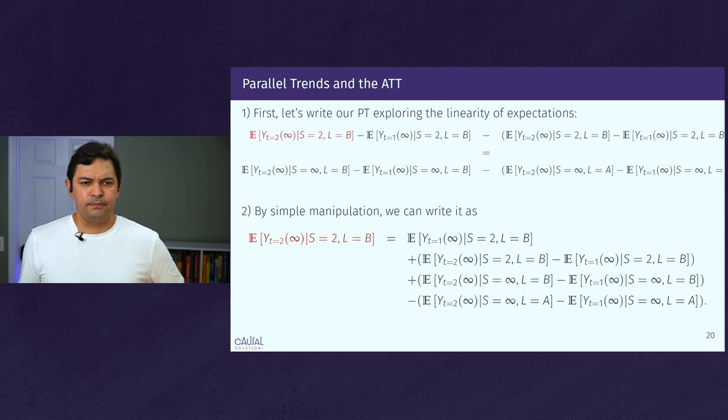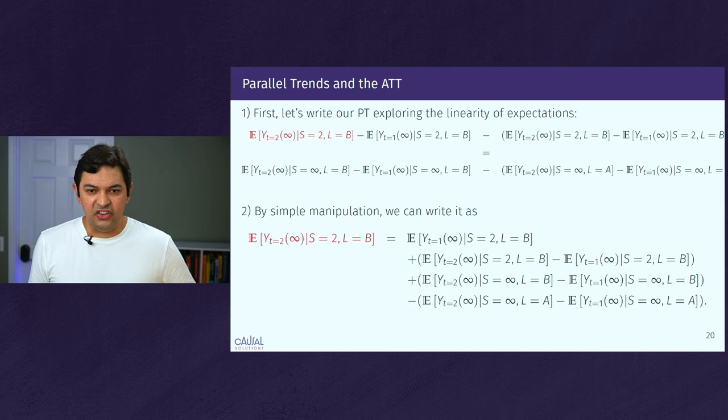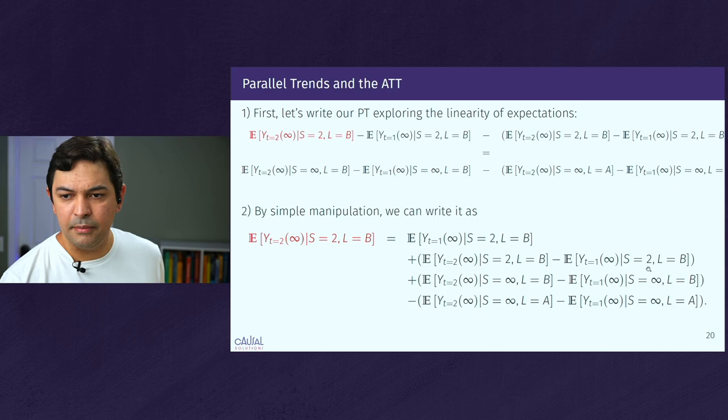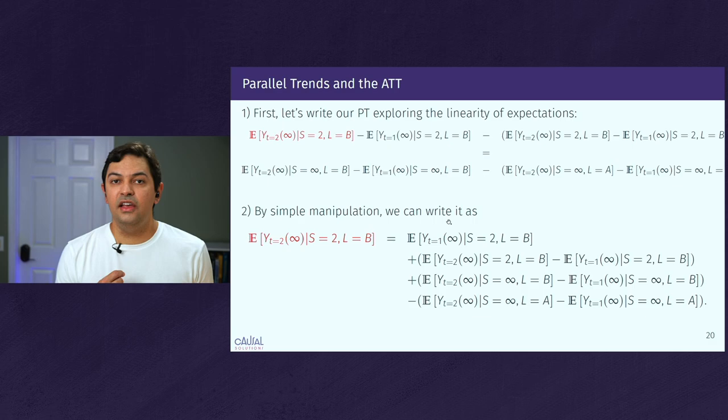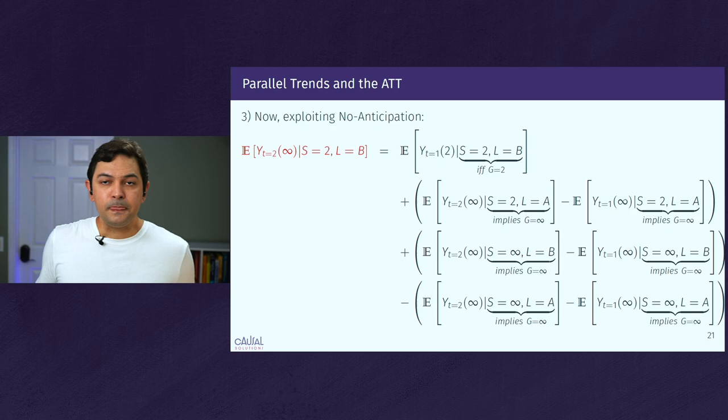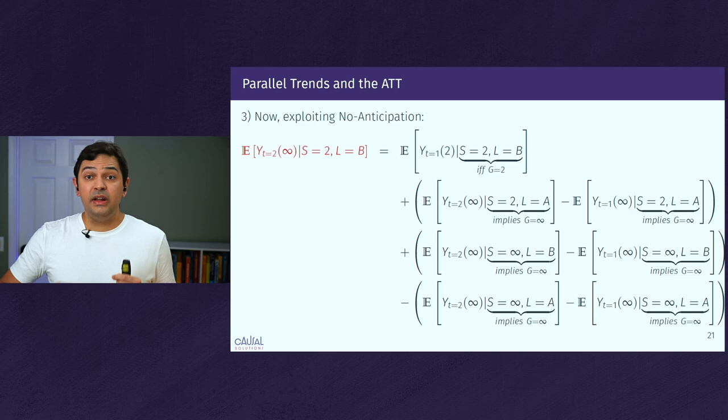Then what am I going to do next? I'm going to look at each of the subsets, so S=2 and L=B, S=2, L=B. I'm going to look at the conditioning sets. I'm also going to look at the pretreatment periods, at the timing of the potential outcomes, to see how I can use no anticipation to further simplify the expression on the right-hand side. So that's what I'm doing over here in this slide 21. And in slide 21, I'm going to leverage no anticipation.